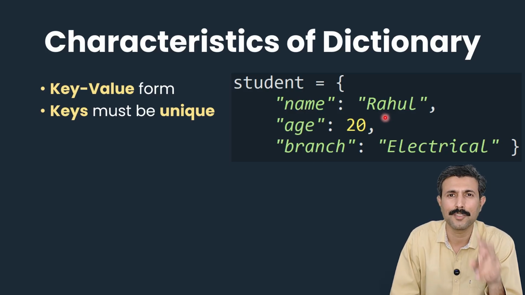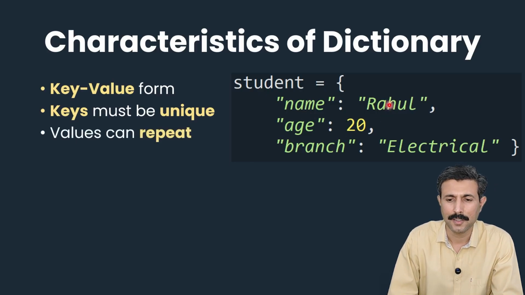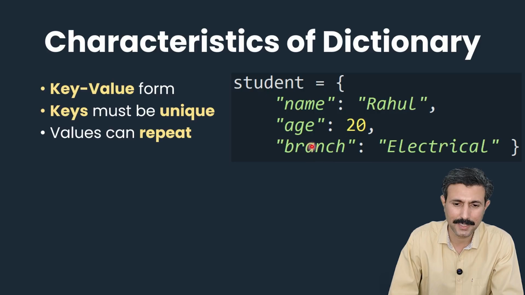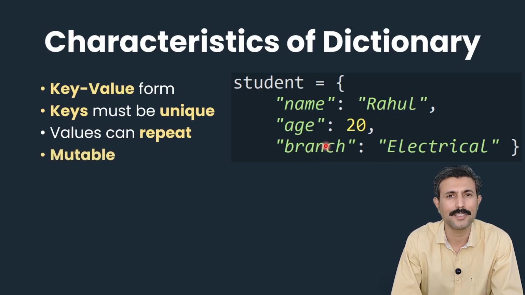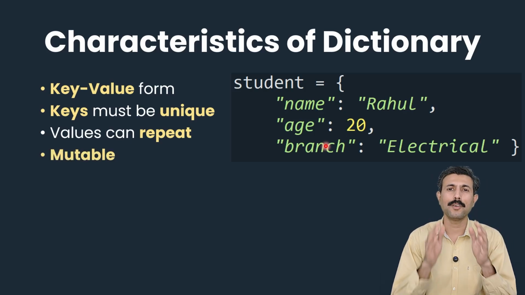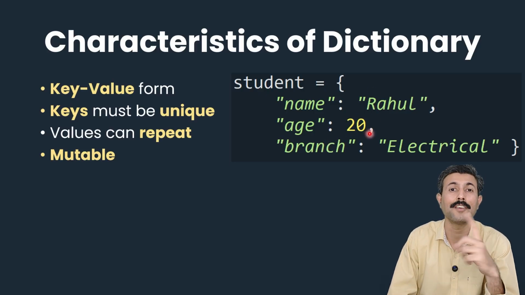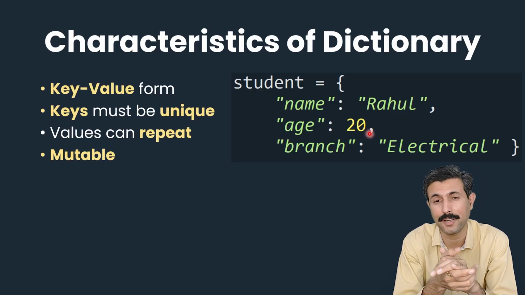The third one is, values can be repeated. You can repeat these values. Rahul can be here multiple times, 20 can be here multiple times, and in branch, electrical also can appear multiple times, right? So values can repeat, but keys cannot repeat. Keys must be unique. And the fourth one is, a dictionary is mutable. What does it mean? It means the values of a dictionary can be changed. You can change the values of all these things after you have created the dictionary. And that is why dictionaries are very flexible and powerful.